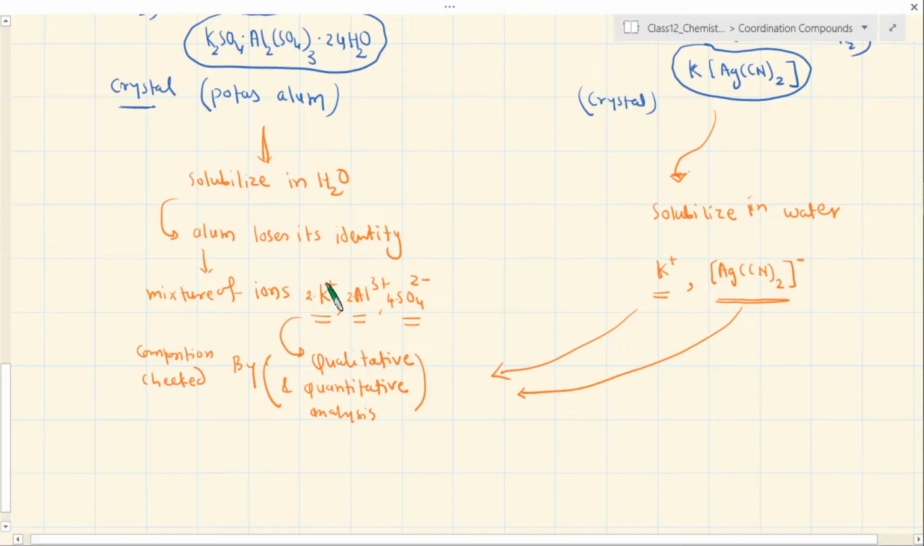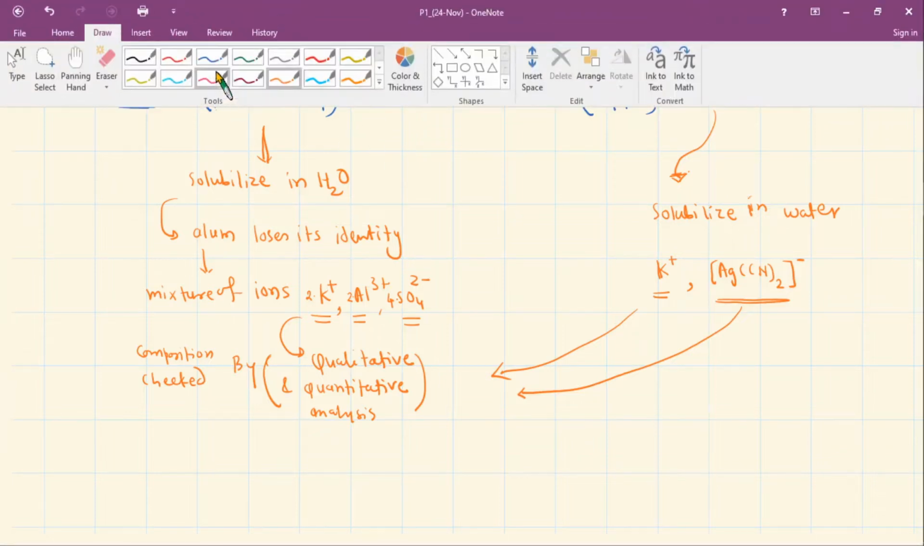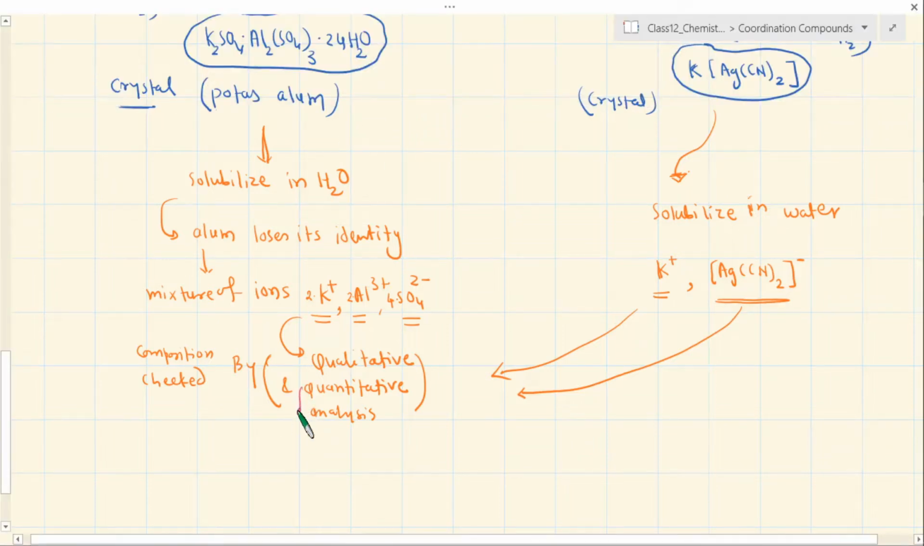How did I identify the presence of potassium, aluminum, sulfate? By qualitative inorganic analysis. How did I know that they are in proportion of 2, 2 and 4? By quantitative analysis. You can take the original substance, or create the original substance, and try to find out in one formula how many potassium, how many aluminum, how many sulfates are there. Quantitative analysis can be done in many ways. One simple way, which you have already studied, is conductivity measurement.